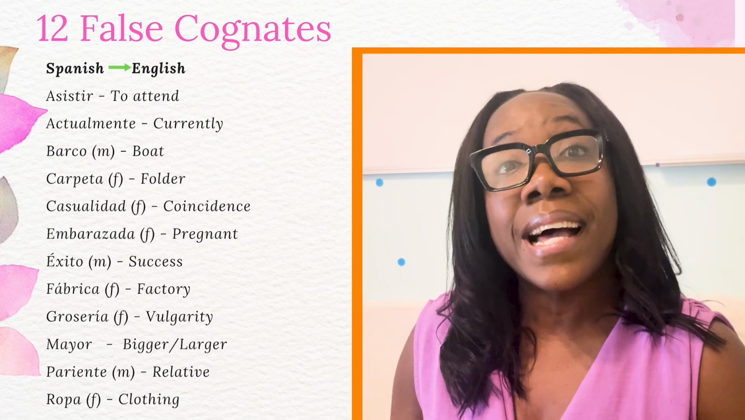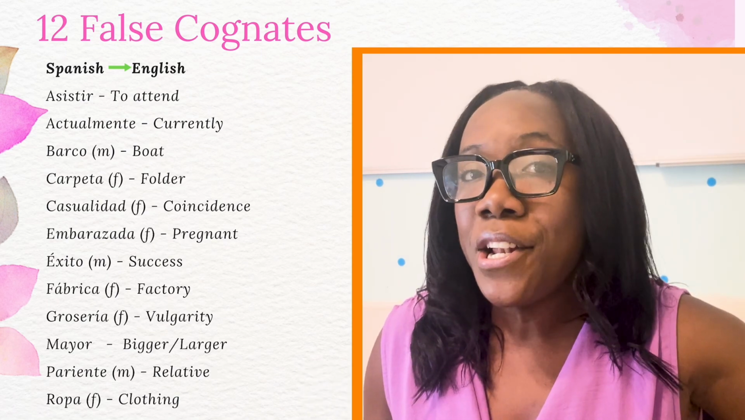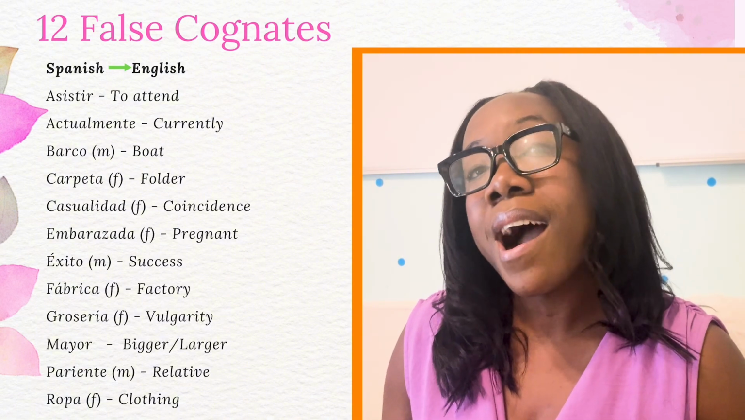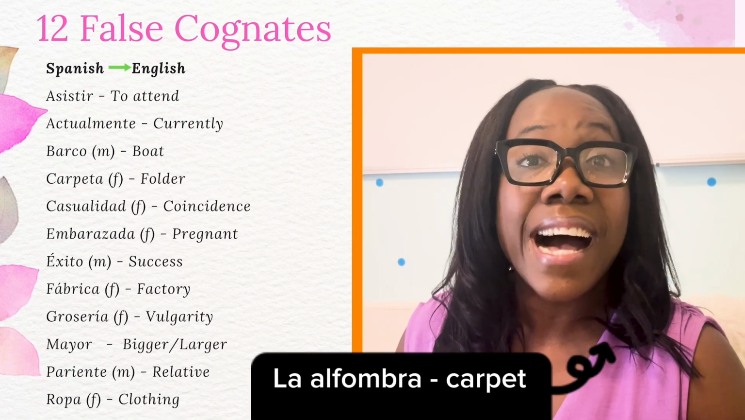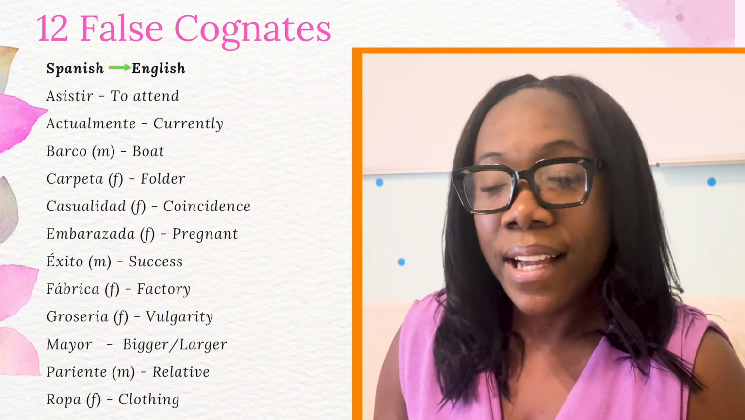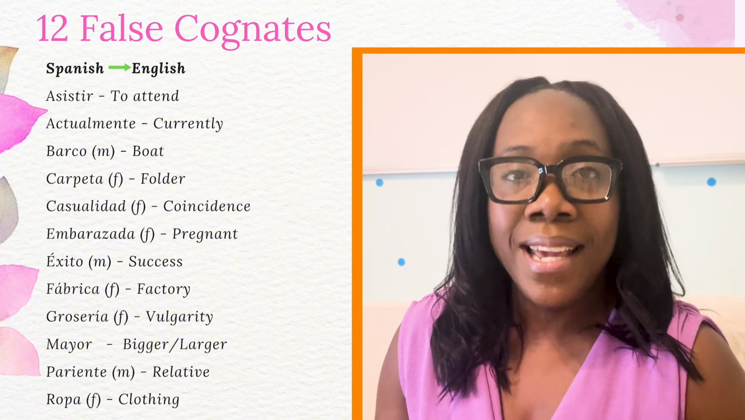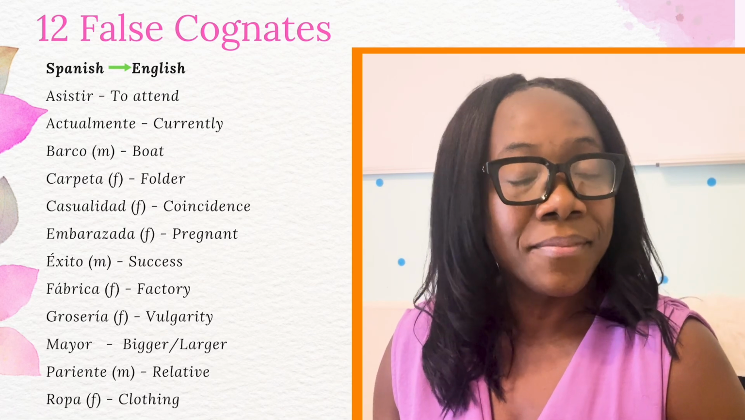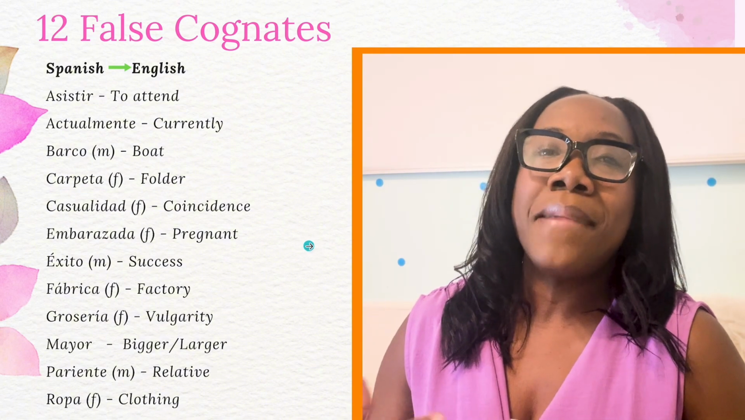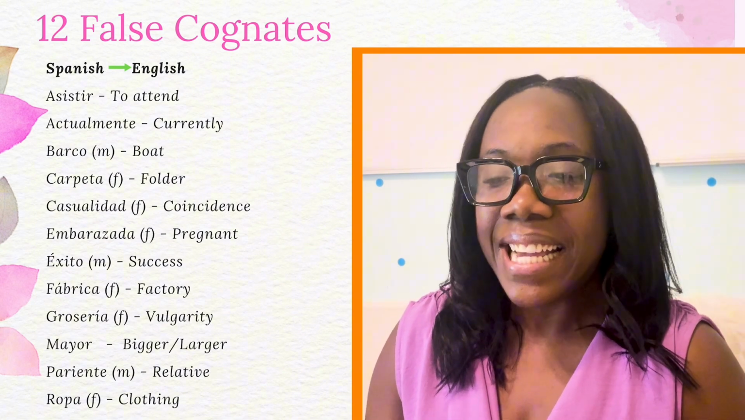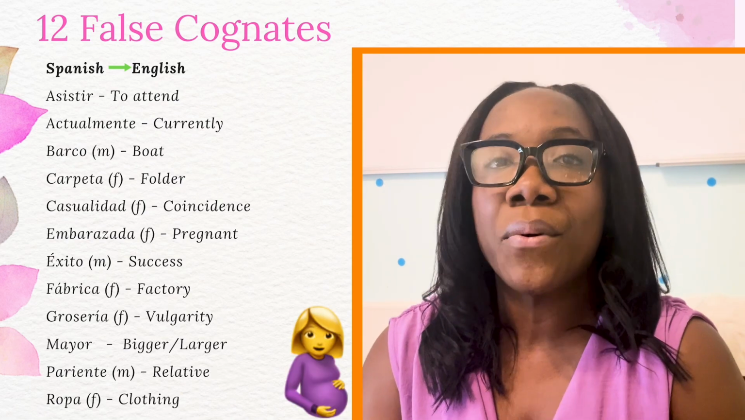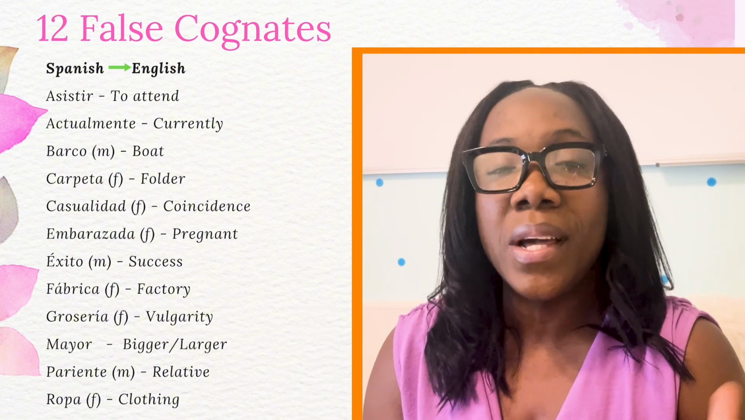And then we continue with la carpeta, nothing to do with the carpet in your house, everything to do with a folder in which you place documents. The carpet in your house is actually la alfombra. All right. And then we have casualidad, which is not a casualty. It means, drum roll please, coincidence. La casualidad, coincidence. And then embarazada. If a woman is embarazada, she is not embarrassed. But embarazada means pregnant. It has nothing to do with embarrassment.